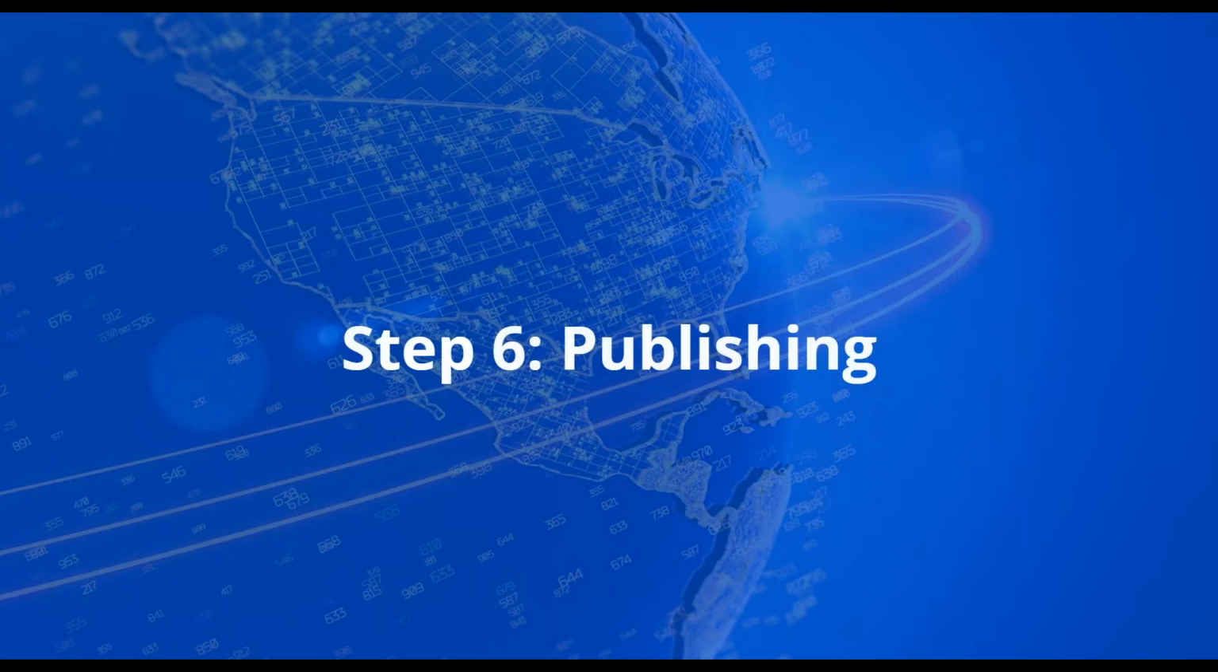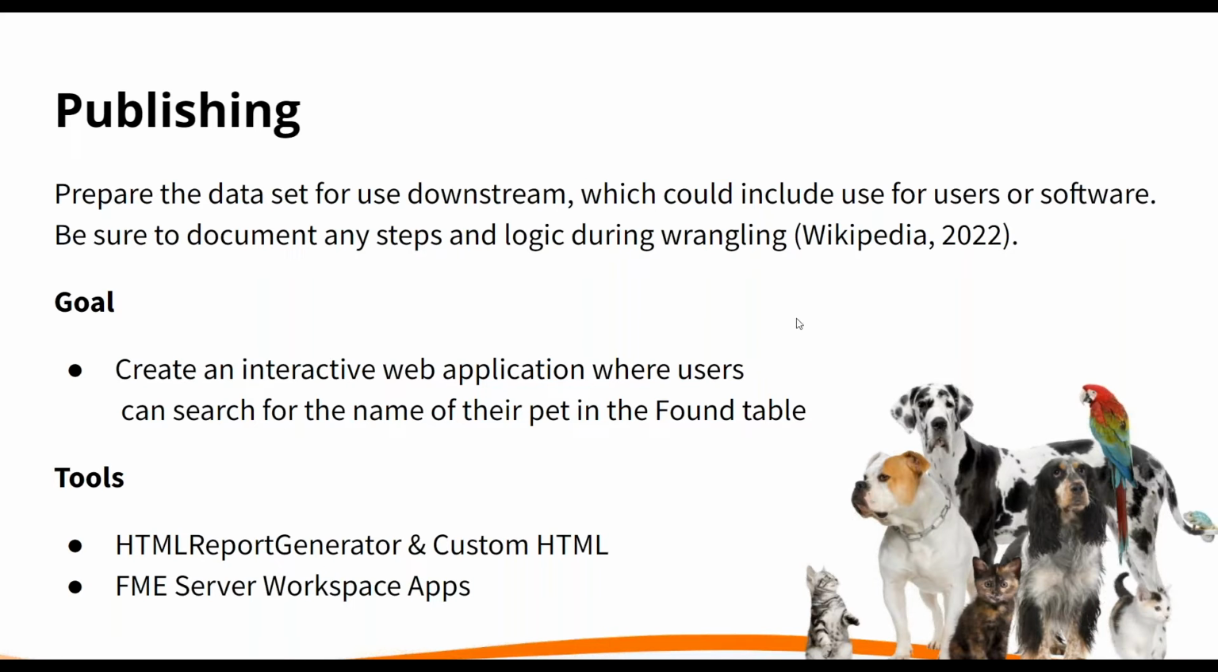Great, thanks, Jenna. So we're going to be moving on to the final step, which is publishing our data. So we've now prepared our data set for use downstream. That includes users, or software, or maybe a web app. And in this step, our goal is to create an interactive web application where users can search for the name of their pet in that found table. So the tools we're going to be using along the way include the HTML report generator and some custom HTML. And we're also going to be using FME Server to create those workspace apps.